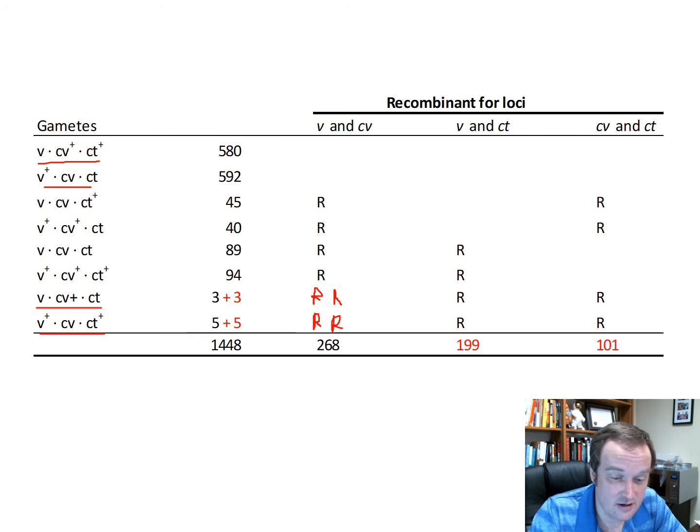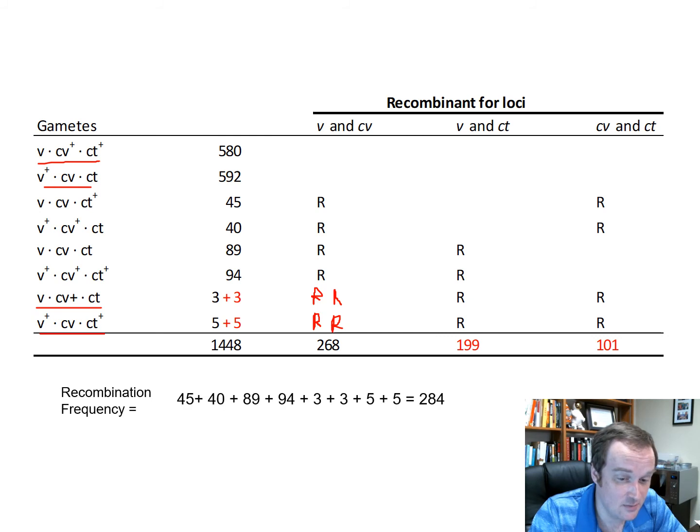So from there, we would add up everything, and we'd add this column twice, and we'd get 45 and 40, 89, 94, 3, 3, 5, 5, and we'd get 284 total individuals. And we do the math, and that's how we end up with that 19.6.